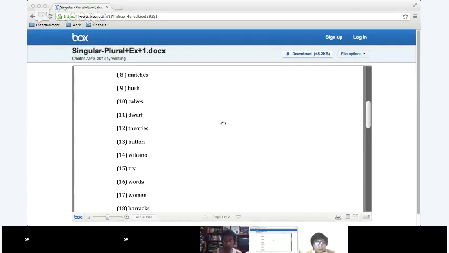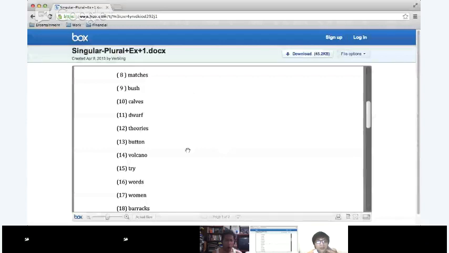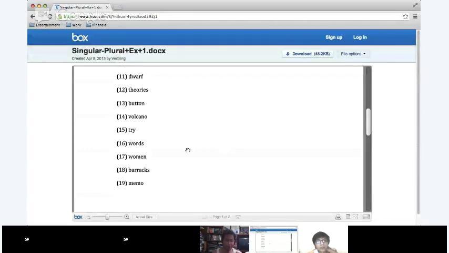Yasin, numbers 13, 14, and 15, please. Buttons, volcano, I don't know, volcano is, for example, potato is. Okay, but even when we say potatoes, we wouldn't pronounce that ES sound, okay? Volcano would be the same. All we would say is volcanoes. Volcanoes. Okay.